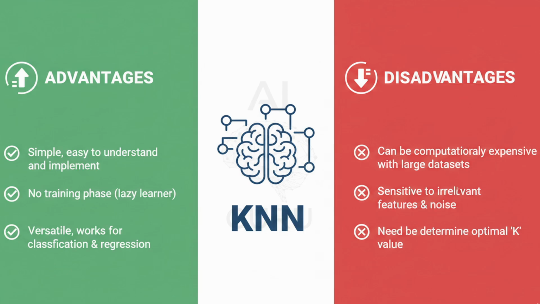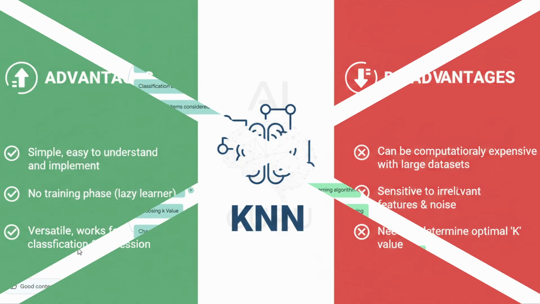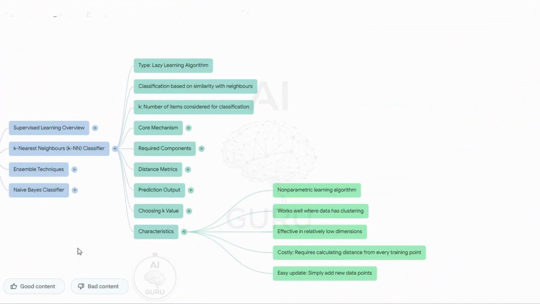Mm-hmm. But the cost of being lazy has to be paid somewhere, right? In KNN, it seems like it's paid during the prediction phase. Exactly. That's the kicker. The classification of a new record is computationally expensive, very expensive. This means the algorithm is fundamentally slow at prediction time. That full distance calculation and then sorting across the entire training set has to happen for every single query.